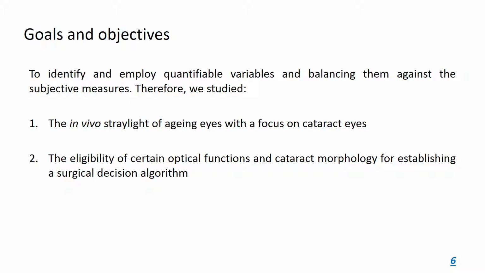To overcome this deficiency in the decision-making process, there needs to be an alternative or substitution. For this reason, we need to identify and employ variables which are objectively measurable. We may add these variables to the current algorithm or employ them as surrogates. The main interest of this work, however, was to study the changes in the amount of scattered light in the aging eyes with a primary focus on cataract eyes.